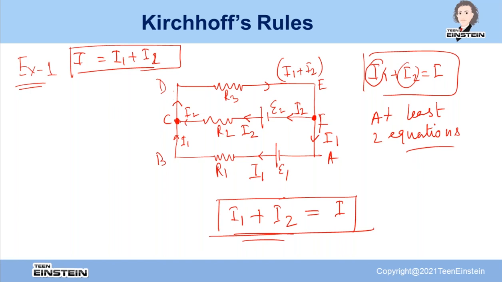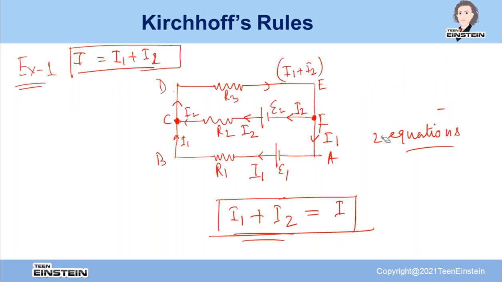Two loops over here, two closed loops. If I start from, suppose, A, I can get loop 1 as A, go to B, then C, then F, then come to A. So this is a closed loop.